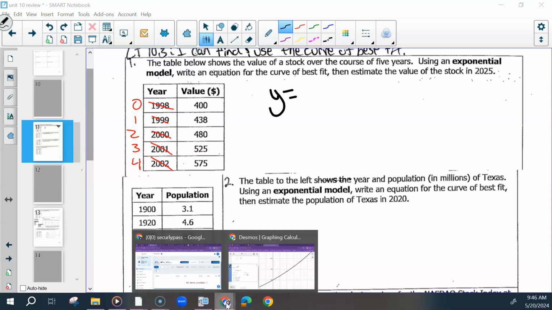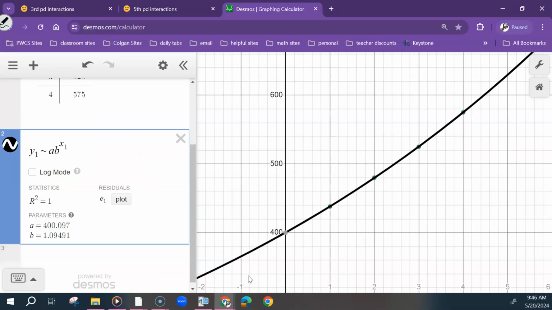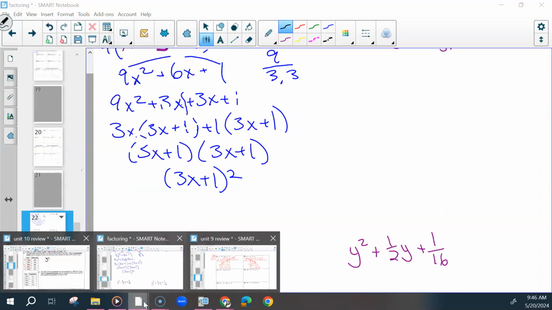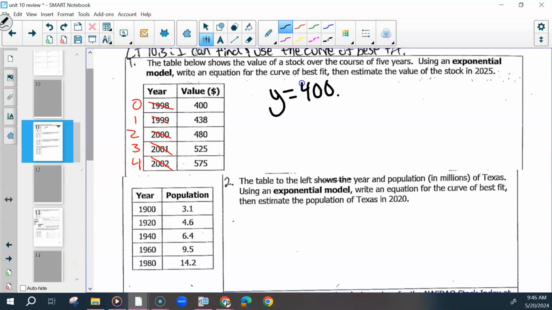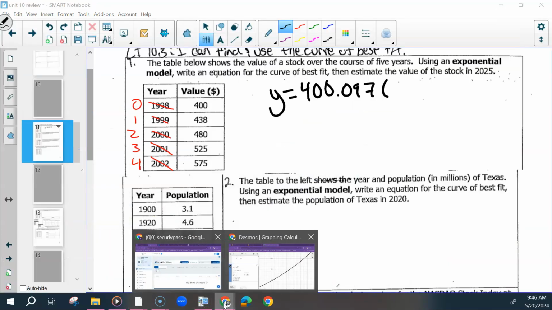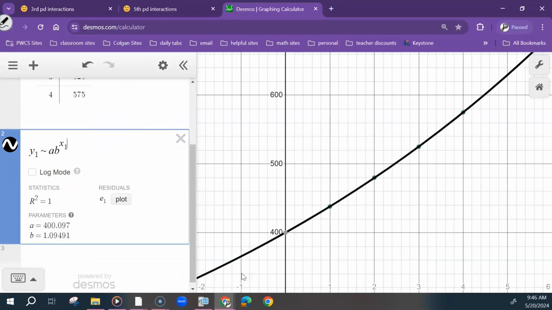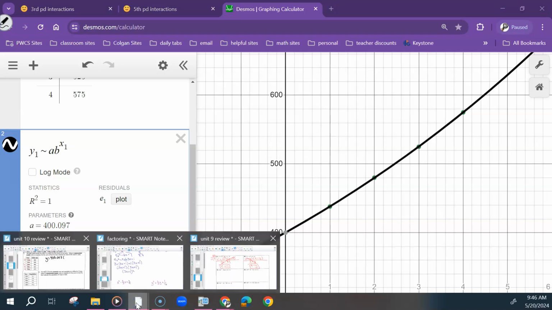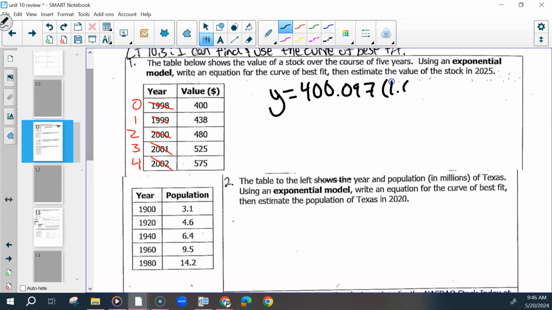Y equals 400.097. It doesn't say what to round to, so let's just use all of them. Times 1.09, I'm going to round 095. Raised to the x.